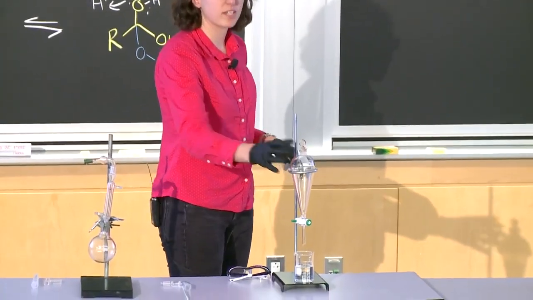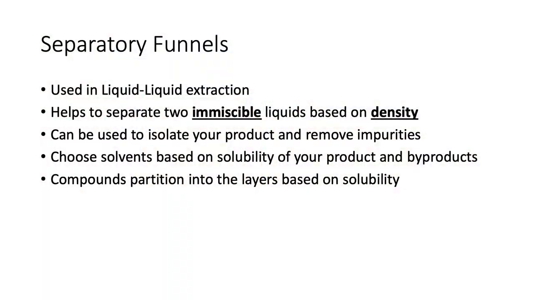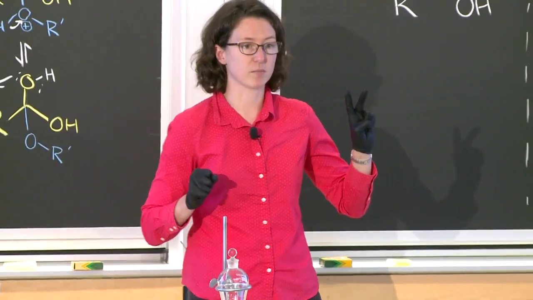And we do a liquid-liquid extraction, which means that we're going to have one liquid and then we're going to add a different liquid to it. So we have two liquid phases, and we're going to partition the different compounds between those two liquid phases. And the only way this works is that we have to have two immiscible liquids that have different densities. So what does it mean for something to be immiscible?